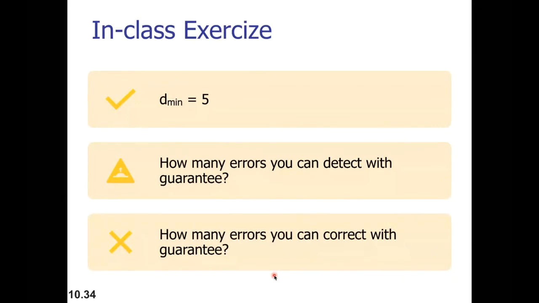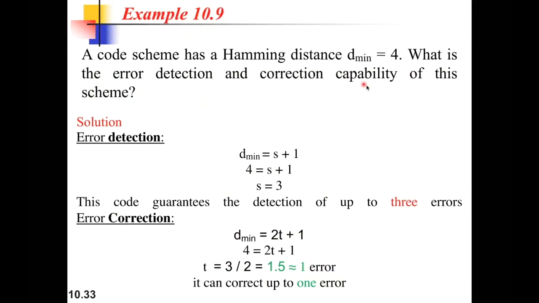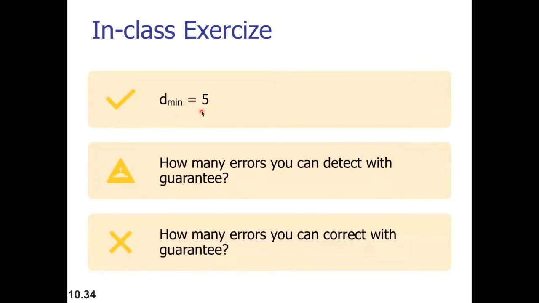Okay, this is the exercise for you. I solved this example for D min equals 4. You solve this example for D min equals 5. First question, how many errors you can detect with guarantee when your D min, meaning minimum Hamming distance, is 5? Very simple, okay? First question was very simple. Subtract 1 from here, these are the number of error bits that you can detect correctly with guarantee. What about the next part? How many errors you can correct? Now here is correction. For correction, how do you do that?